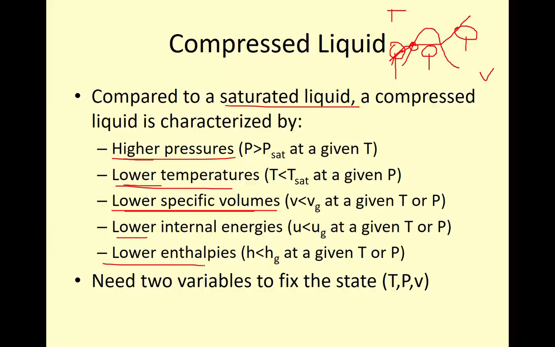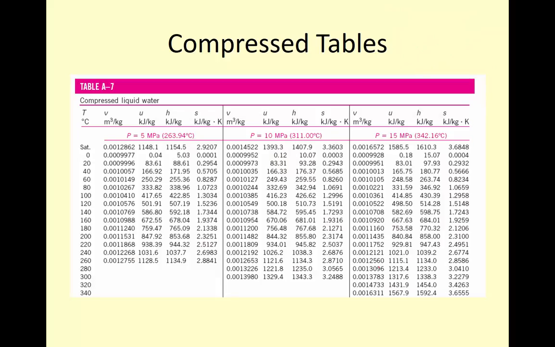And it's going to have a lower enthalpy, again, because it has a lower specific volume for a given temperature or pressure. There's less internal energy, but there's also less potential for expansion as we proceed through the compressed liquid state. Again, we also need two variables to fix the state. Temperature, pressure, and specific volume are often very good ones to use.